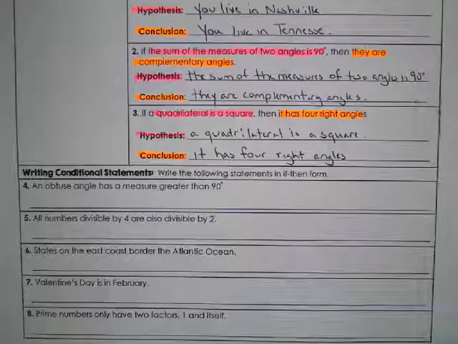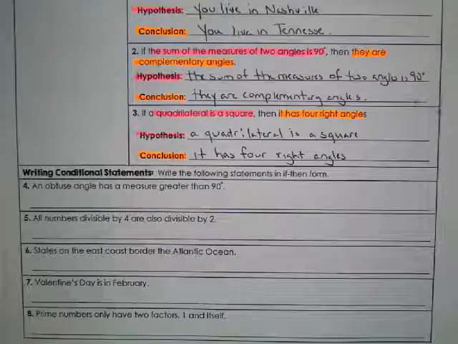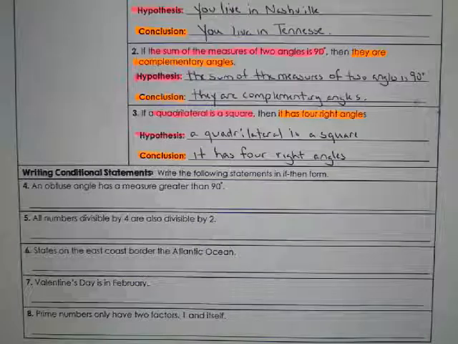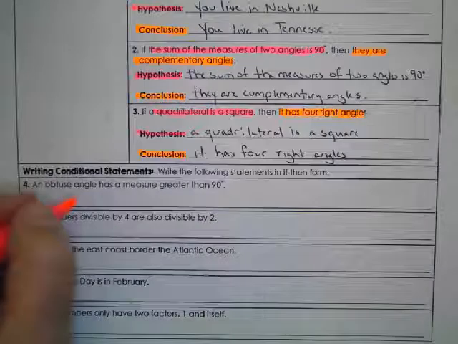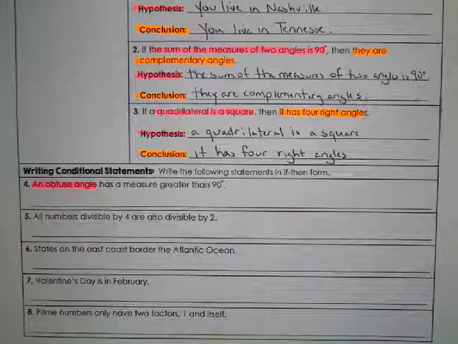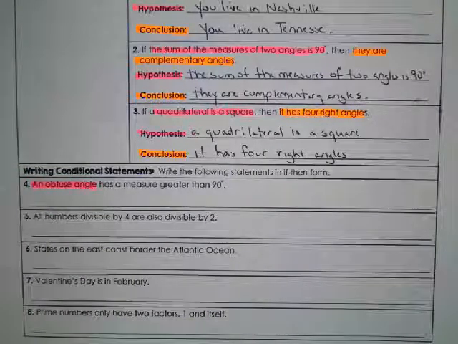So for number 4, we have a statement: an obtuse angle has a measure greater than 90 degrees. You would think, what would come first? What would be my hypothesis? Well, it might be obtuse angle. So the obtuse angle would be your hypothesis. The conclusion would be, well, then what do you know about an obtuse angle? We know it has a measure greater than 90 degrees.